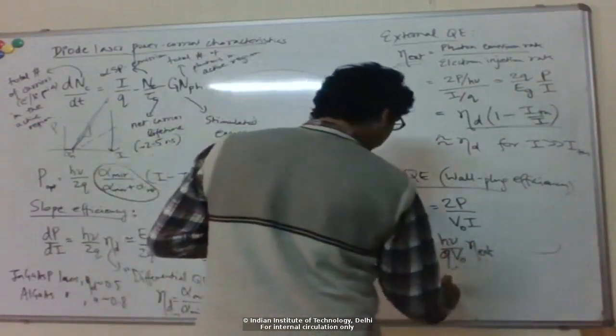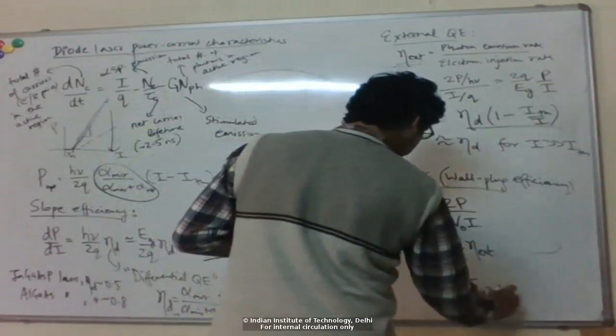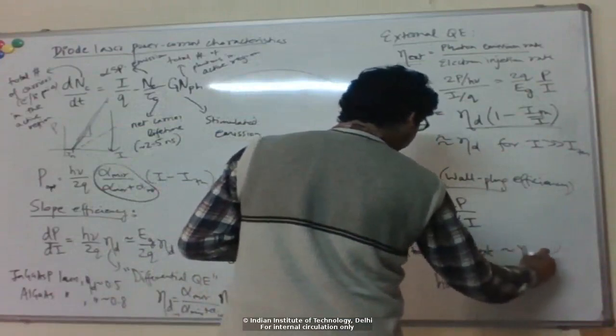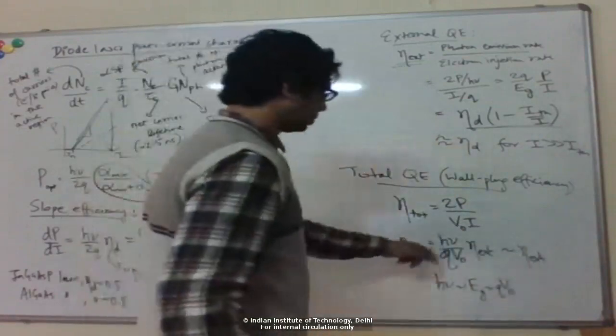Basically h nu and q V naught are both sort of close to the band gap. Right, so the total efficiency is just sort of the external efficiency, up to a few percent.